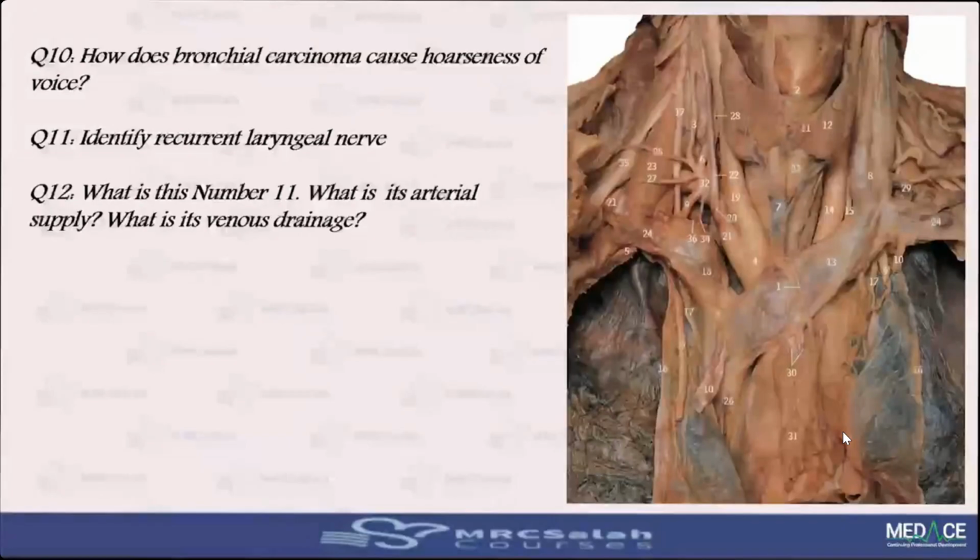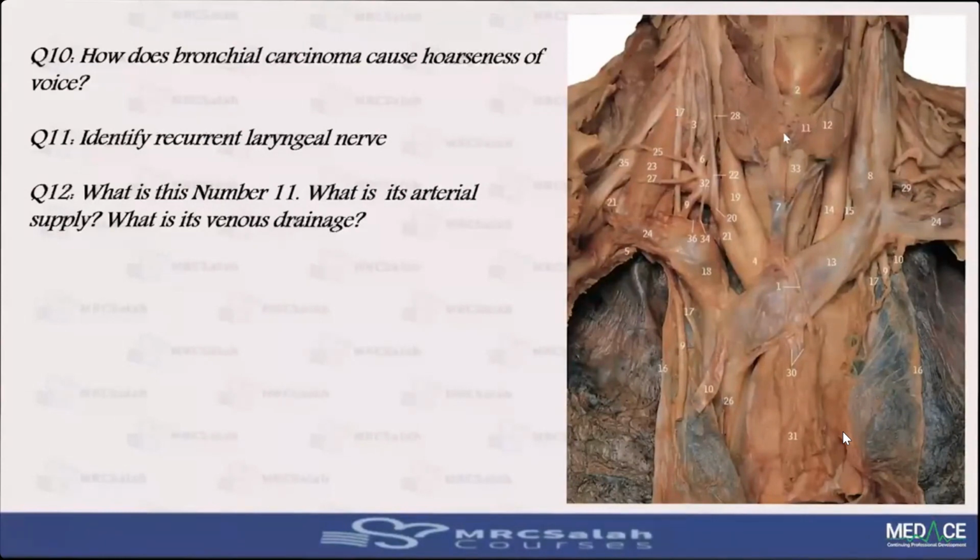Perfect. What is the structure number 11? Is it the isthmus of the thyroid gland? And what is its arterial supply? The thyroid gland is supplied by the superior thyroid artery, a branch of the external carotid artery, the inferior thyroid artery, a branch of the thyrocervical trunk, and the thyroid ima directly from the aorta. Venous drainage: superior thyroid vein, middle thyroid vein, and inferior thyroid vein.